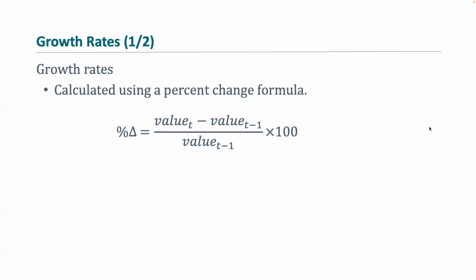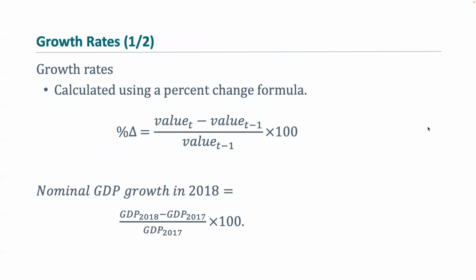This slide shows you how we can calculate growth rates. So growth rates are calculated using a percent change formula. That's what the percentage next to the triangle means. We take value t minus value t minus 1 divided by value t minus 1 times 100. Another way that you can read this is that you take your current year minus your base year divided by base year and then multiply that times 100.